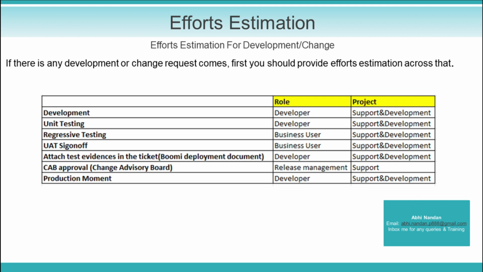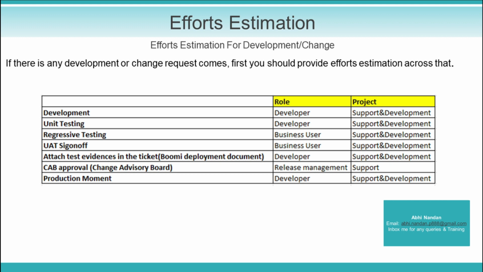So first of all, the development effort estimation. How much time will you require to develop the particular change? If it is a minor change, you can provide 2 days of effort; per day we can assume 8 hours, so you can mention this as 16 hours. If it is a major enhancement, it will be less than 40 hours, you can mention either 35 or 25, something like that. And this development step is the same for support and development, either a support project or a development project.